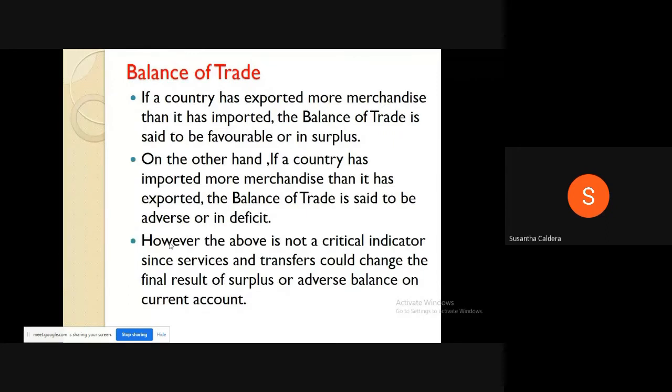Balance of trade. This is the more important one to trade, guys. If a country has exported more merchandise than it has imported, then the balance of trade is said to be favorable or in surplus.